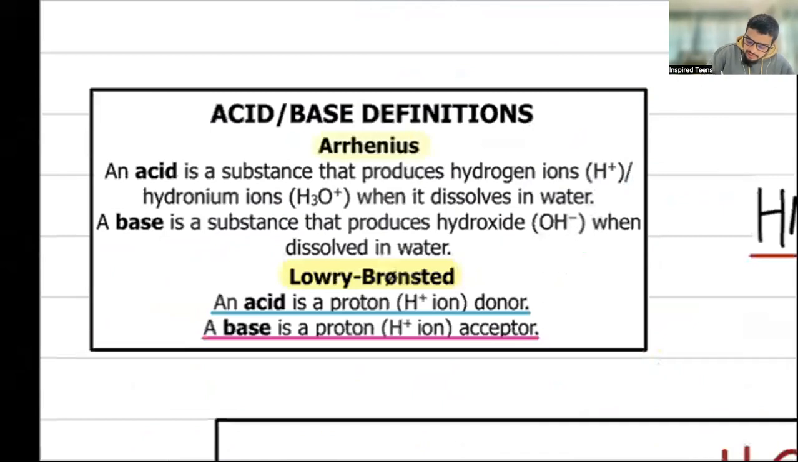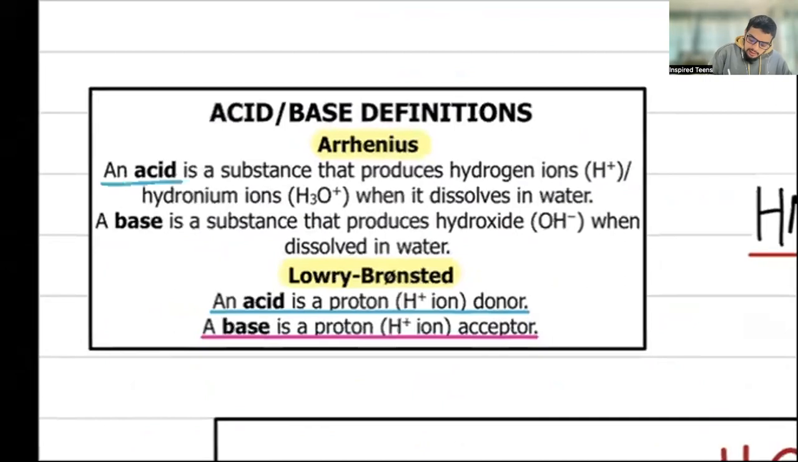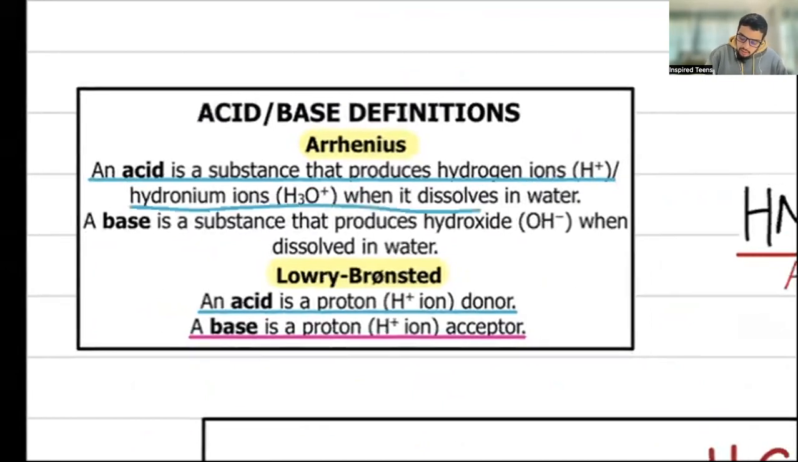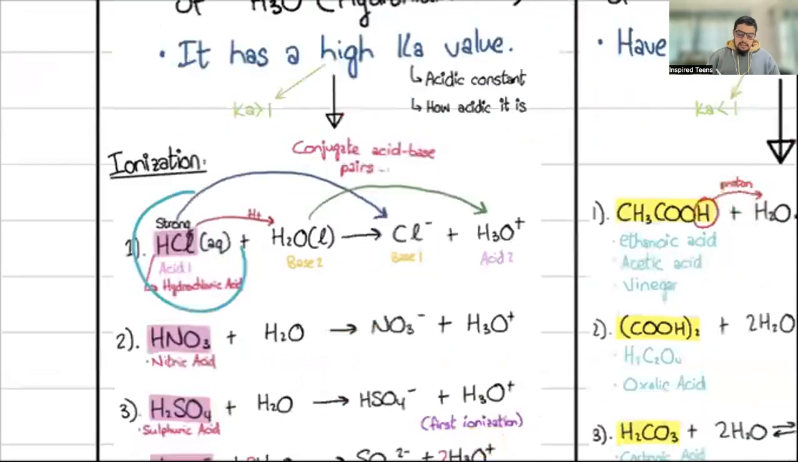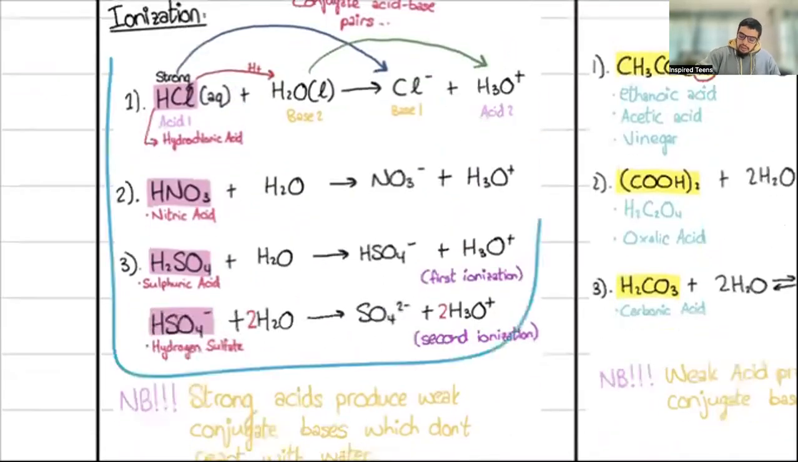Let's just go through the Arrhenius definition. Let's see what this dude says about acids and bases. He says that an acid is a substance that produces hydrogen ions or hydronium ions when it dissolves or ionizes in water. So that definition is clear here. An acid is a substance that produces hydronium ions when dissolved in water. That's evident in this equation, and it's evident in all three equations.